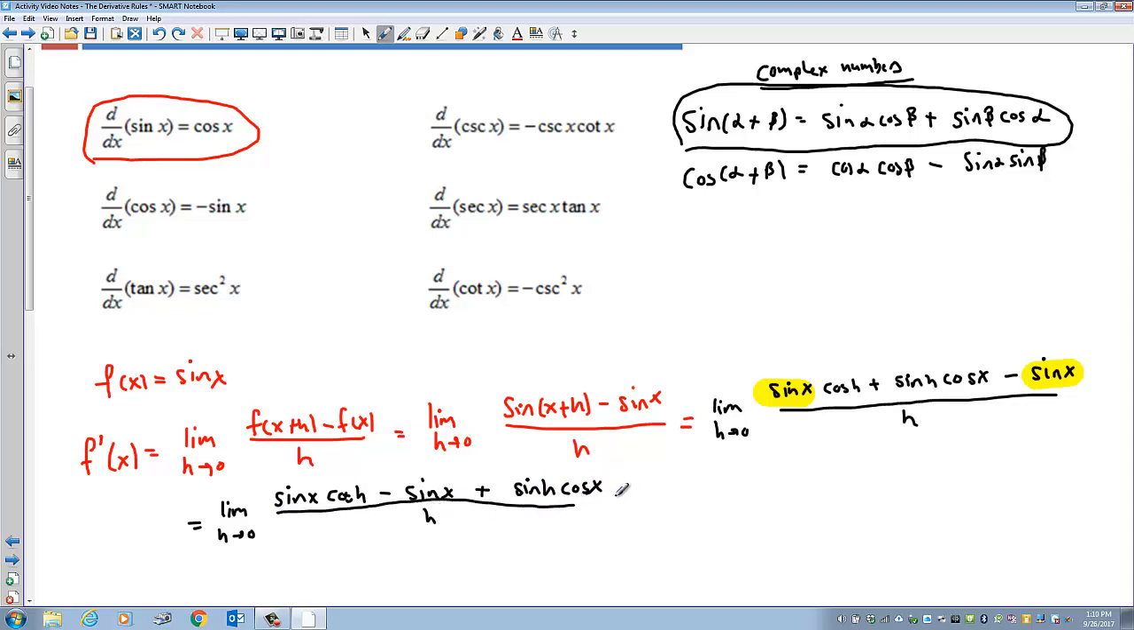And then I can factor out what these have in common. Remember, I just moved that stuff over. So in these first two terms, I can factor out the sine of x, since they have that in common, and then give the h to each of these. Let's do this in two steps so you can see. So I can rewrite this as the limit as h goes to 0 of sine of x times cosine of h minus 1, and then plus sine of h cosine of x here, and this is all divided by h.